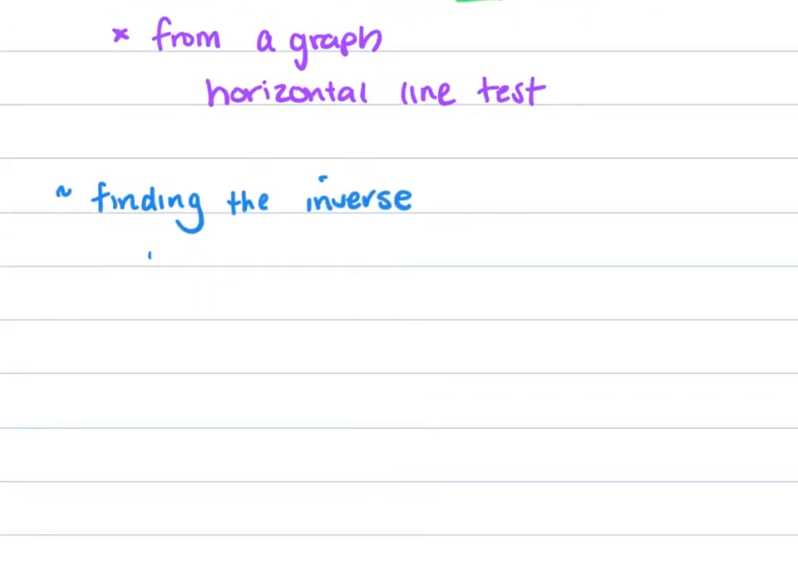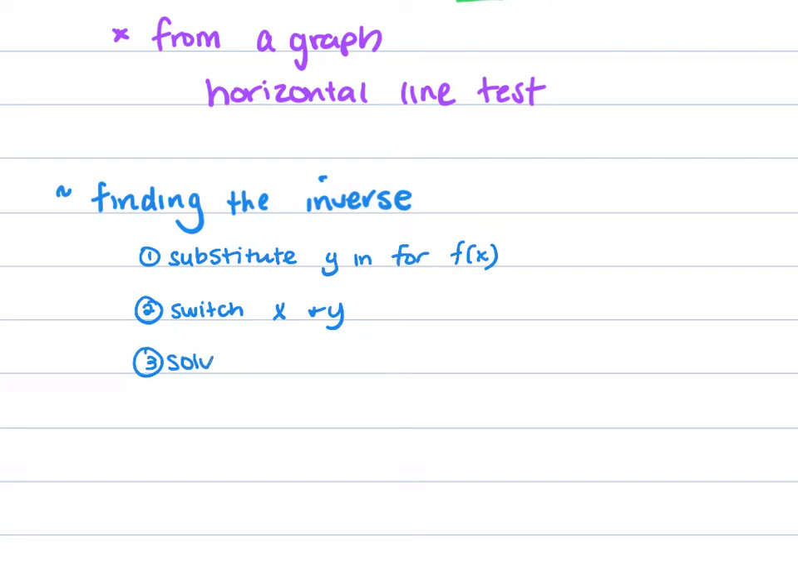So we take our function, we substitute y in for f of x. We switch the x and the y. We solve for the new y. And then the last step is make it back f negative 1 of x.